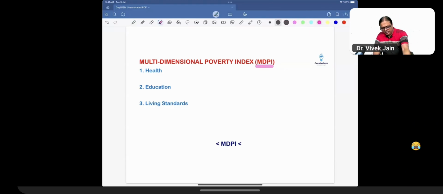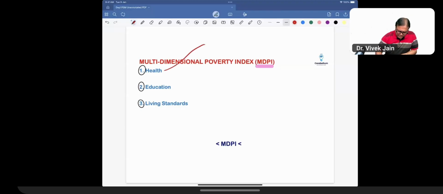Now, when we look at, friends, MDPI, because it is complementary to HDI, again look at the screen carefully. It has to have the same health, education, living standards. Now, answer in capitals, I am saying, without looking at notes. What are the two sub-indicators of health? Two sub-indicators of health are child mortality and nutrition.